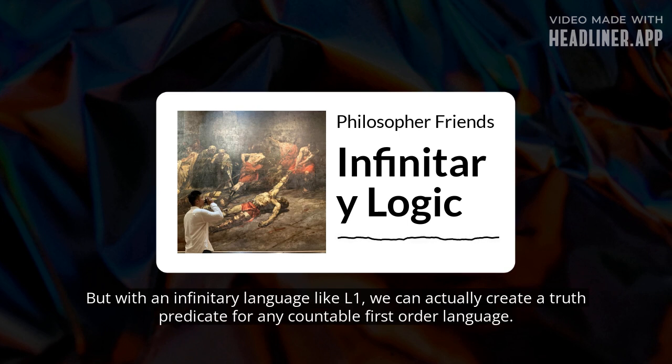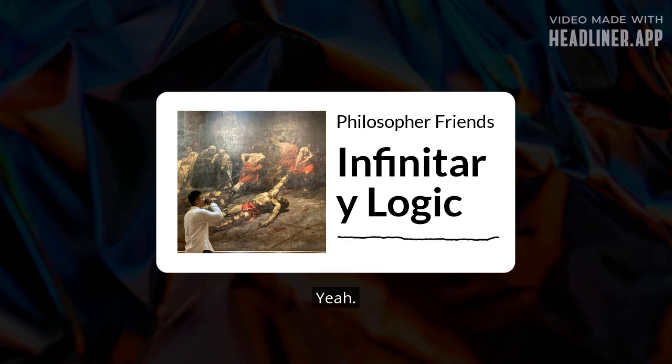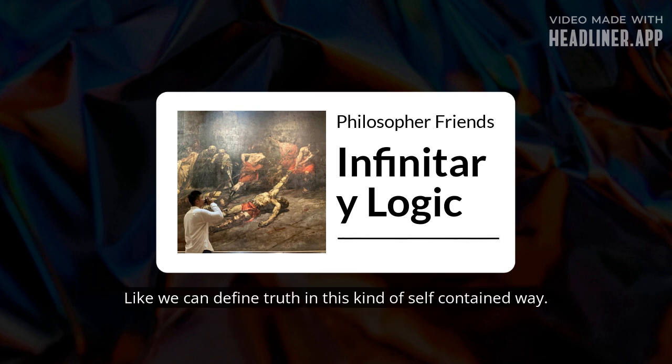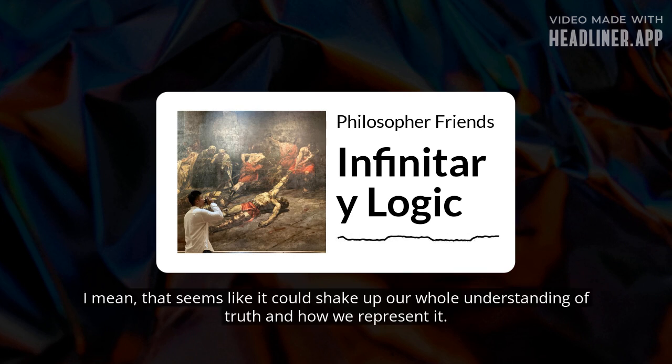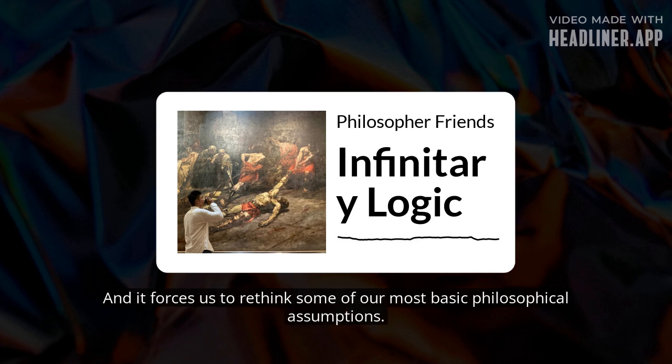But with an infinitary language, like L∞ω1, we can actually create a truth predicate for any countable first-order language. So you're saying that we can do something with infinitary logic that was previously thought to be impossible? Yeah, we can define truth in this kind of self-contained way. That seems like it could shake up our whole understanding of truth and how we represent it. You're getting it. Infinitary logic opens up possibilities that were previously closed to us, and it forces us to rethink some of our most basic philosophical assumptions.